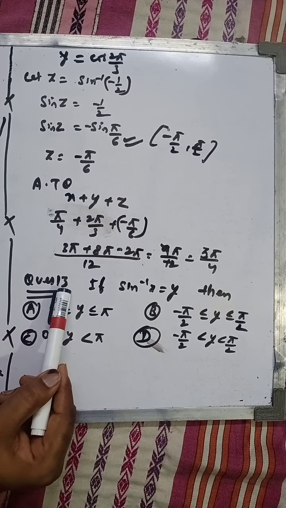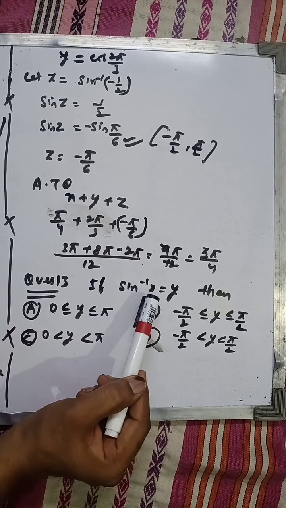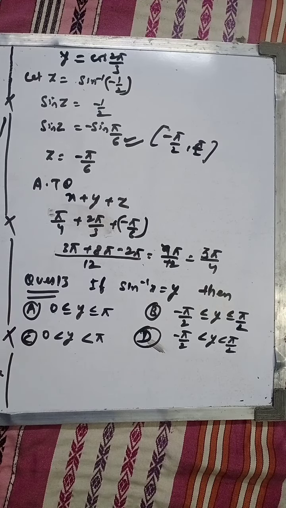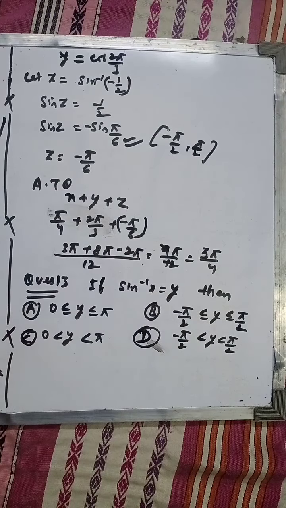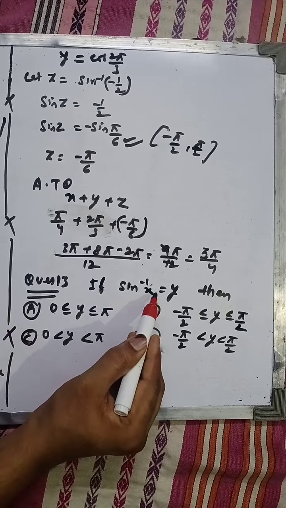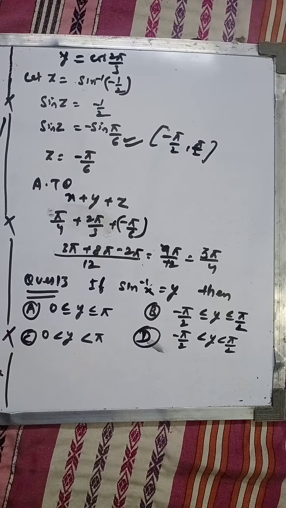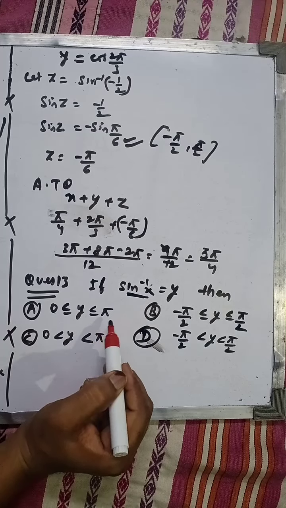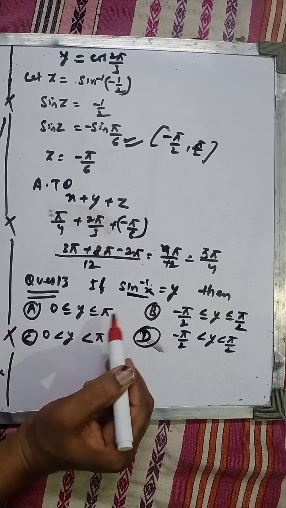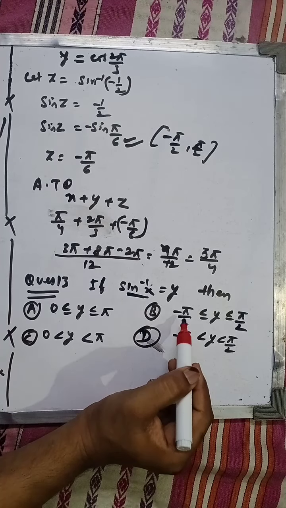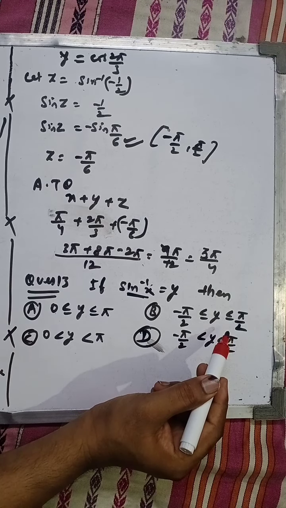So here is question number 13. If sine inverse x is equal to y, then we have to choose the correct option. So this is a function, and you simply have to check the range of this sine inverse function. It is from minus pi by 2 to pi by 2.